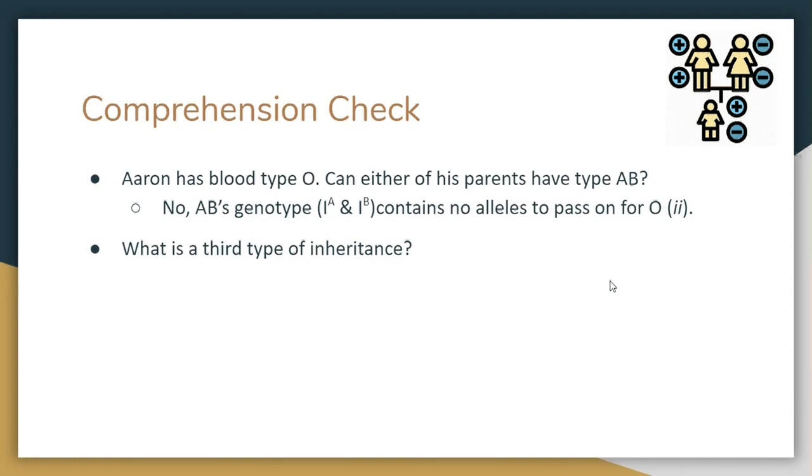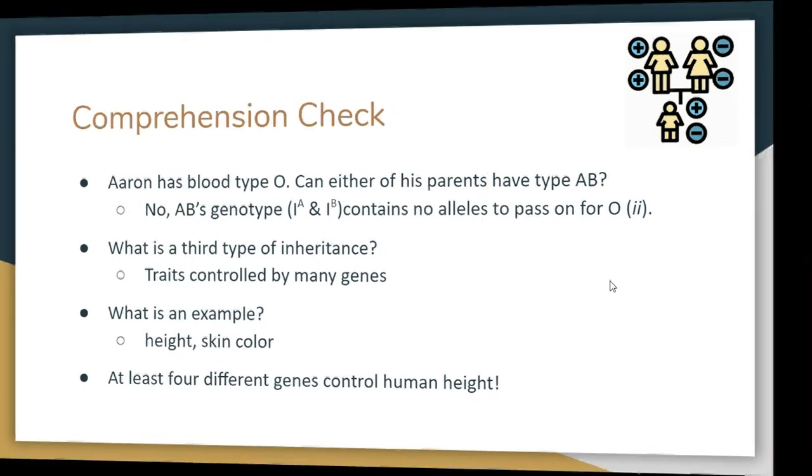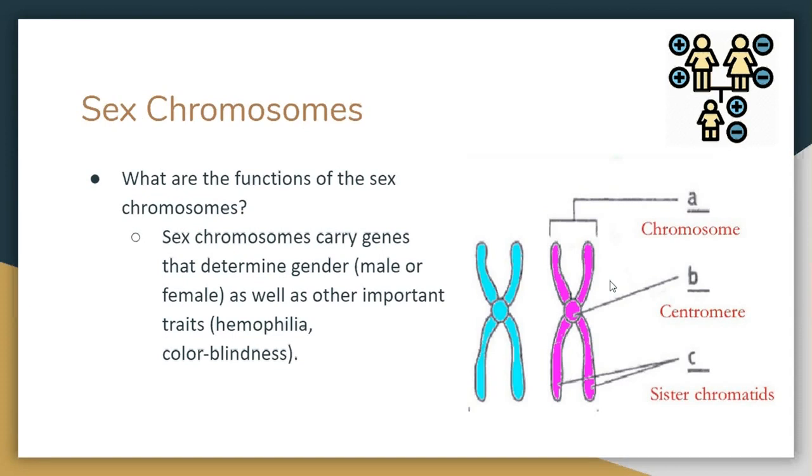Which is the third type of inheritance I haven't touched on as much yet? When you have many genes, or polygenic inheritance, for example, height and skin color. We kind of danced past that earlier. Human height alone has at least 4 different genes controlling it, and so it's no surprise why there are so many heights out there. Now, the second lesson question, what are the functions of what's called the sex chromosomes?